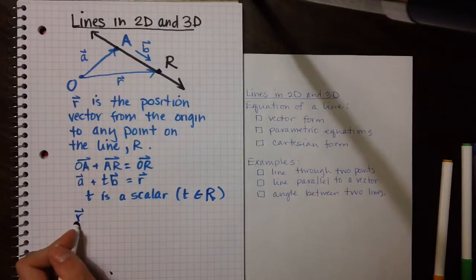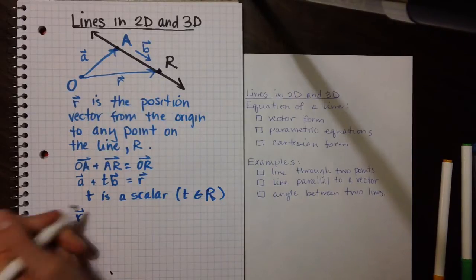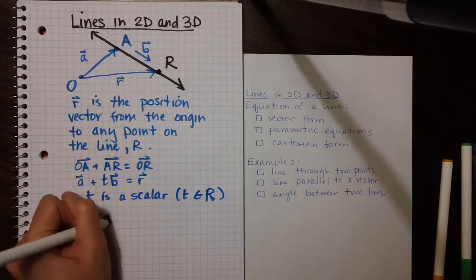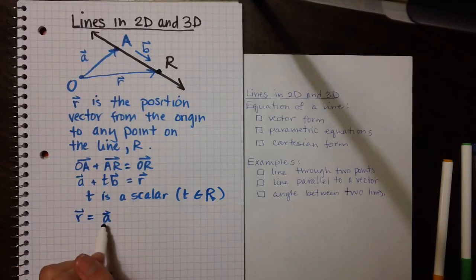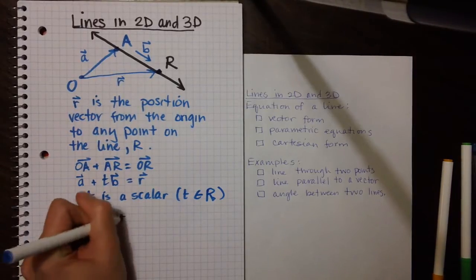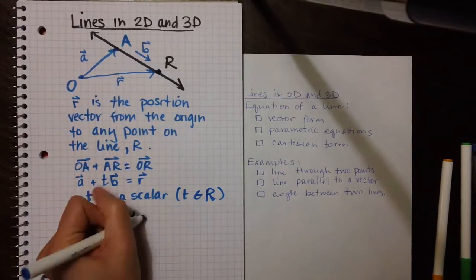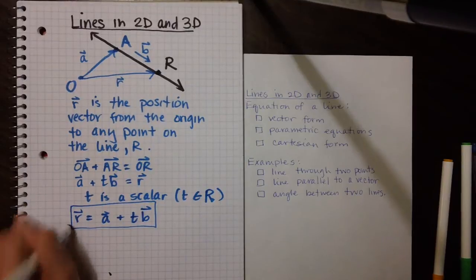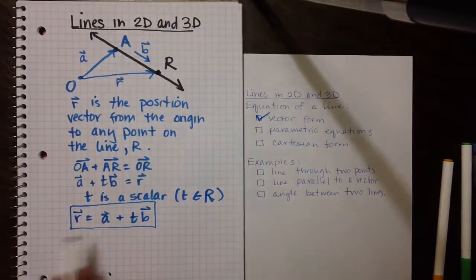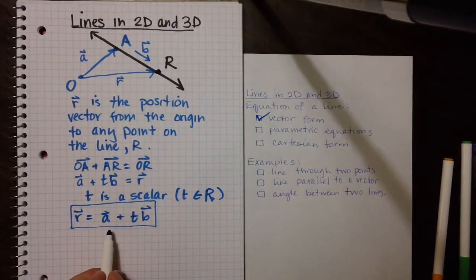The position vector from the origin to any point on the line is equal to the position vector from the origin to some other point on the line, this is usually a reference point or a given point, plus some scalar parameter times the direction vector b. Vector equation of a line.